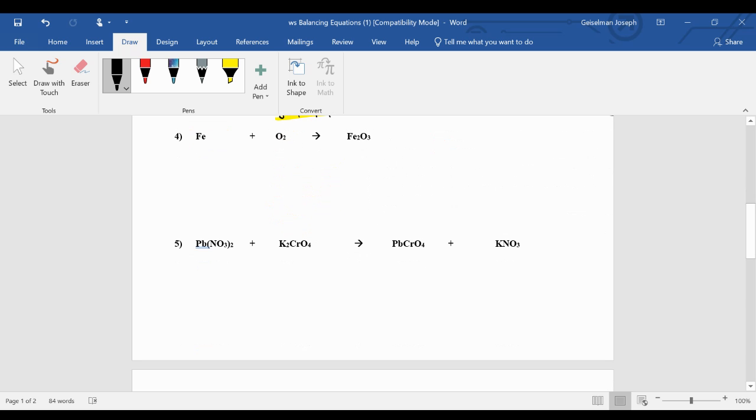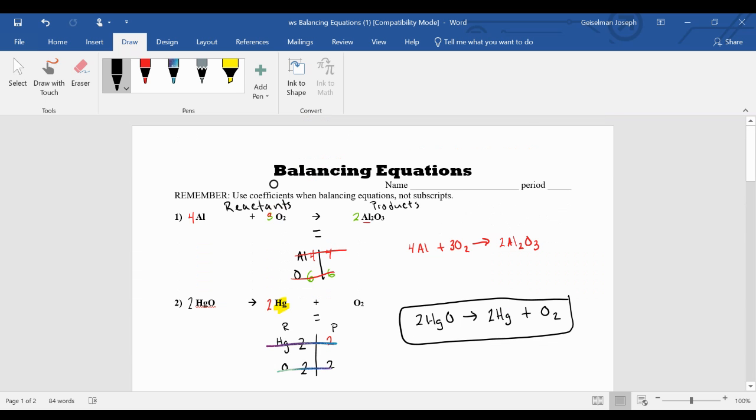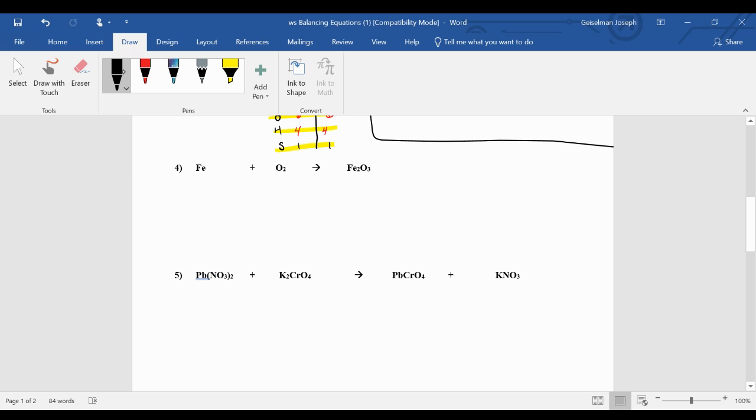Moving on to the next one, we have iron oxide. So we have Fe, which is iron, and oxygen in this equation. We have our arrow, which is like our equal sign, with our products on the right, reactants on the left. We have 2 elements, iron and oxygen. On the left, we have 1 iron, 2 oxygen. On the right, we have 2 iron, 3 oxygen.